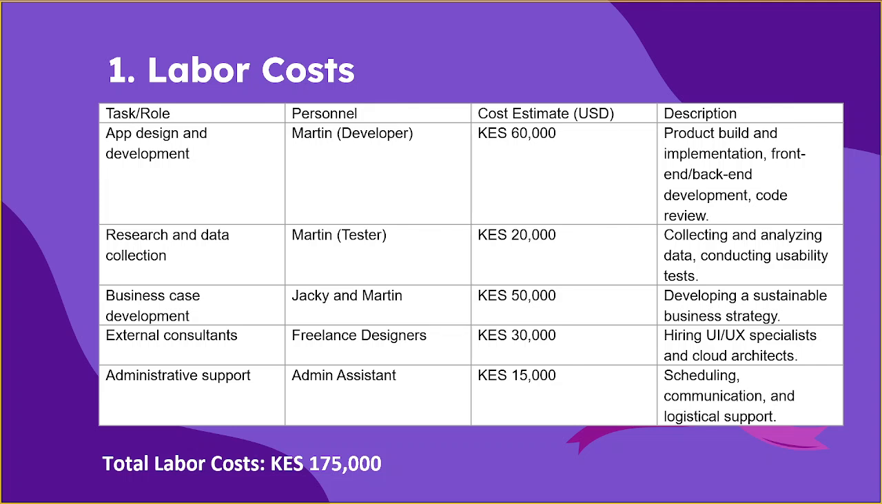These are the frameworks and the different models, or let's say activities. And then the external consultants, where we may need either designers or developers. We don't know yet, but we'll know. Administrative support in case we need that on the side of the development. So this is what I've put down, and I've broken it down. The total comes to 175K.